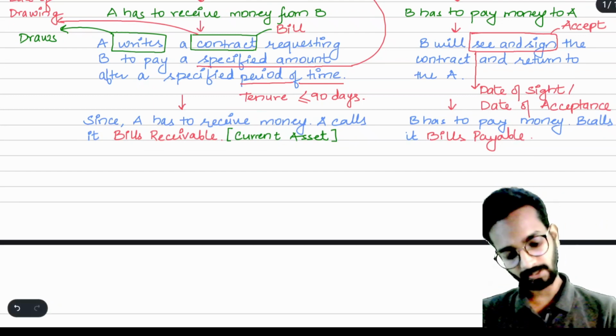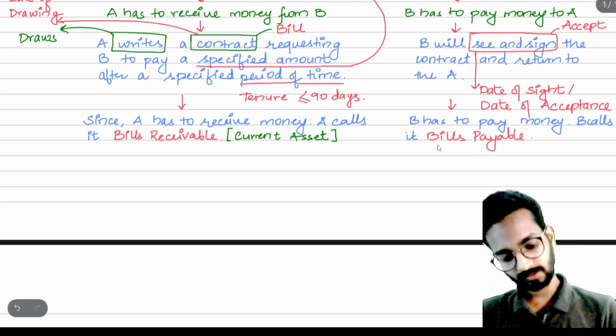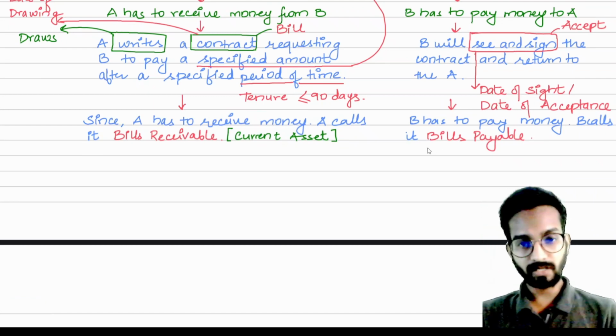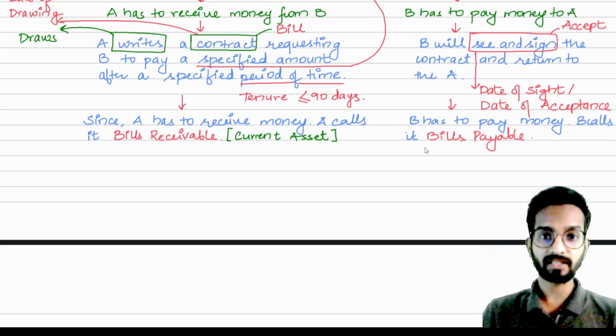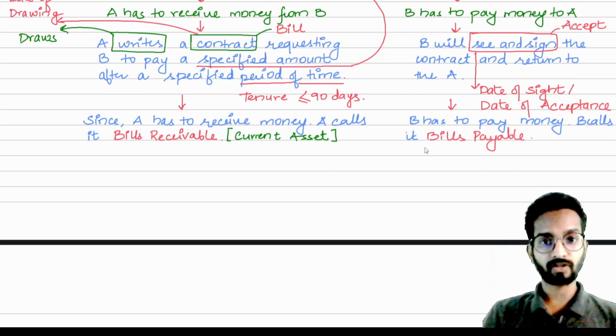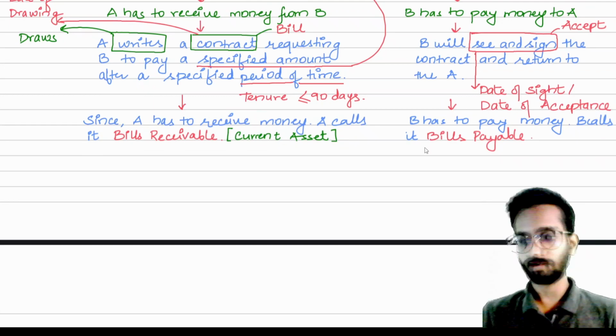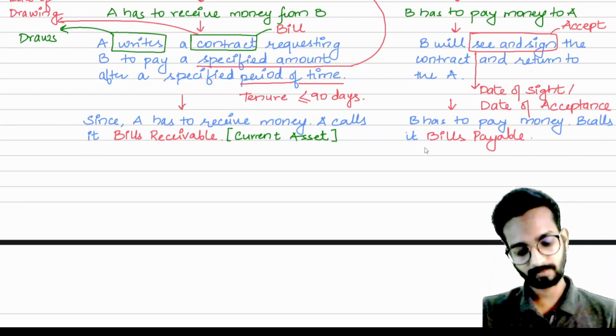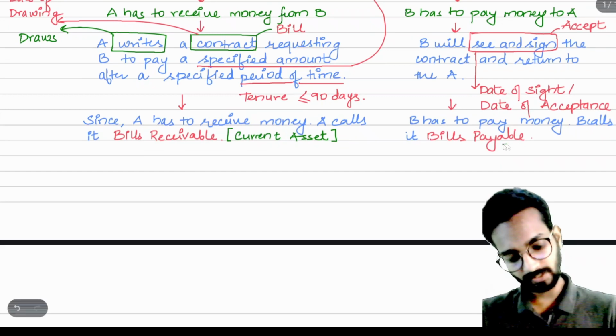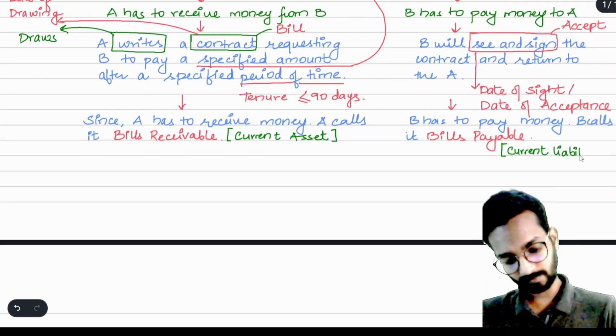And hence for B, he knows that whenever A will bring that bill after 30 days, 45 days or within 90 days, B has to pay money for that. When B has to pay money for that, it means bills payable has become a liability for B. So you will write here current liability.